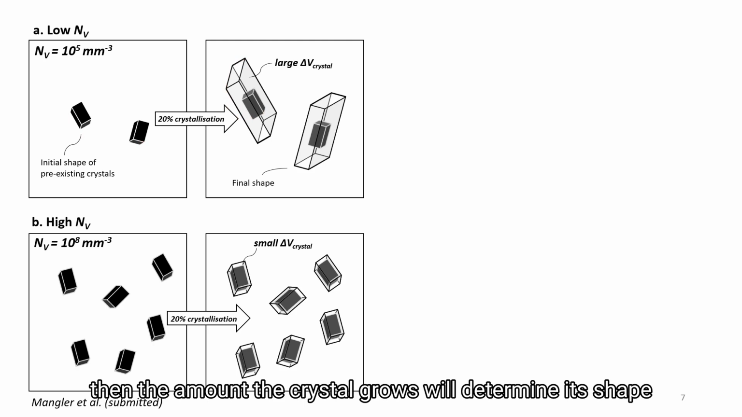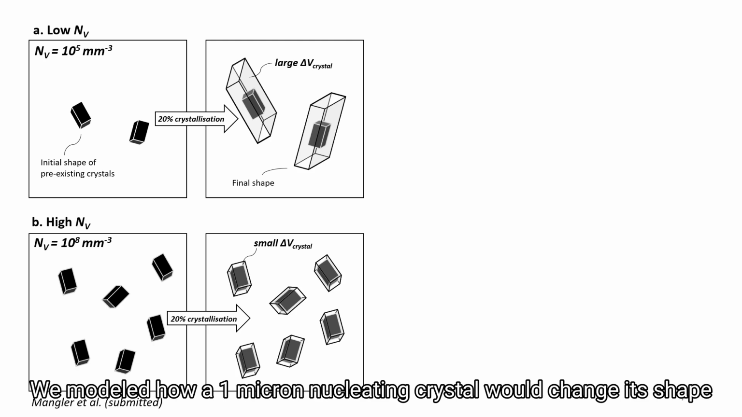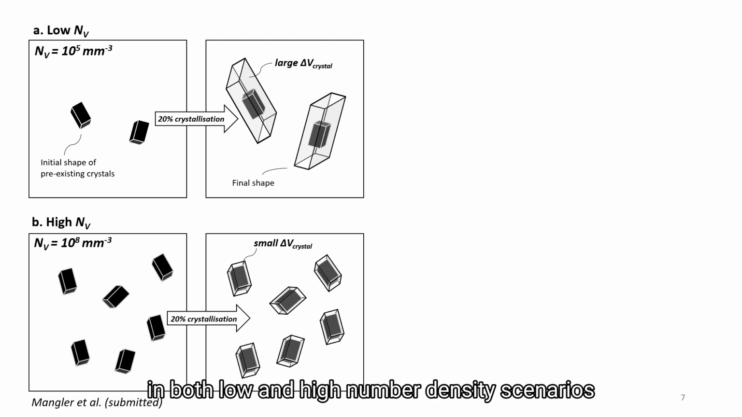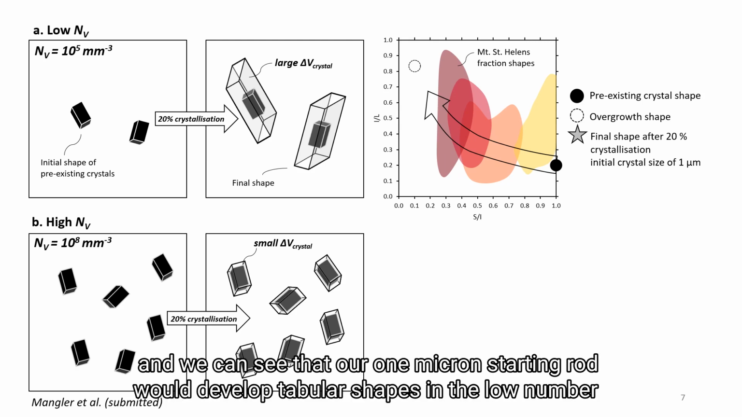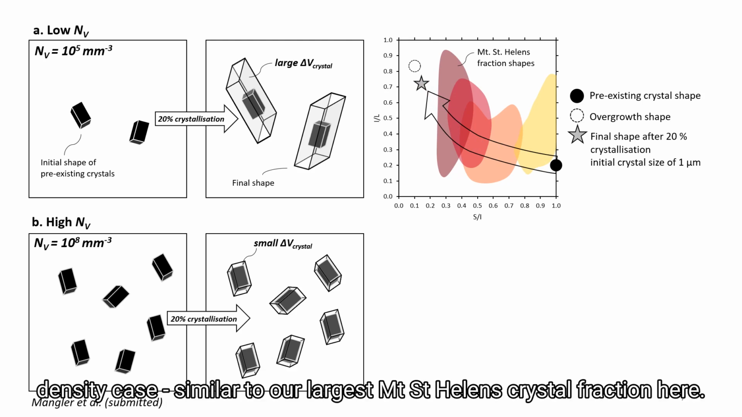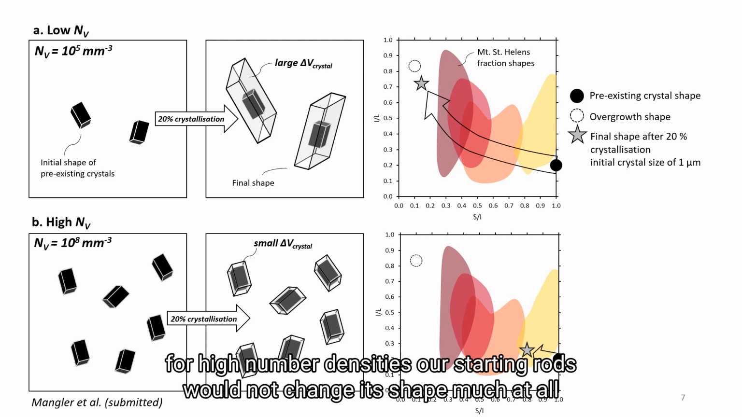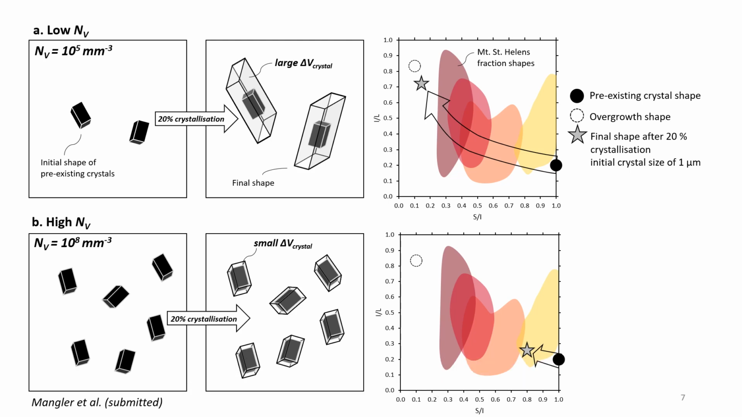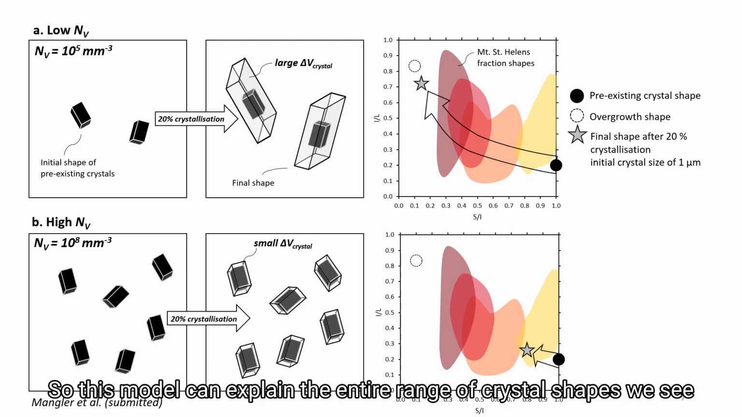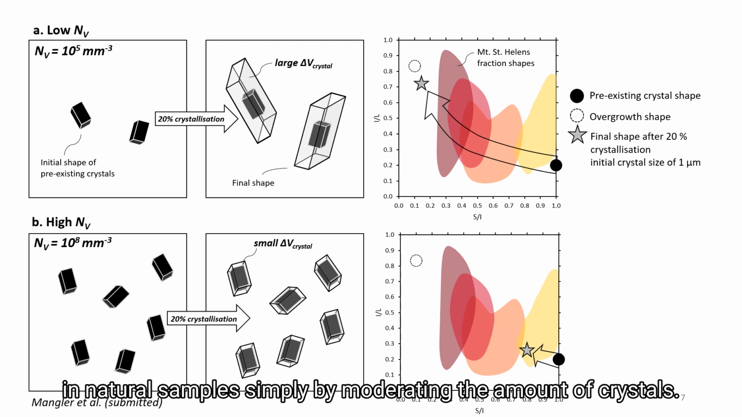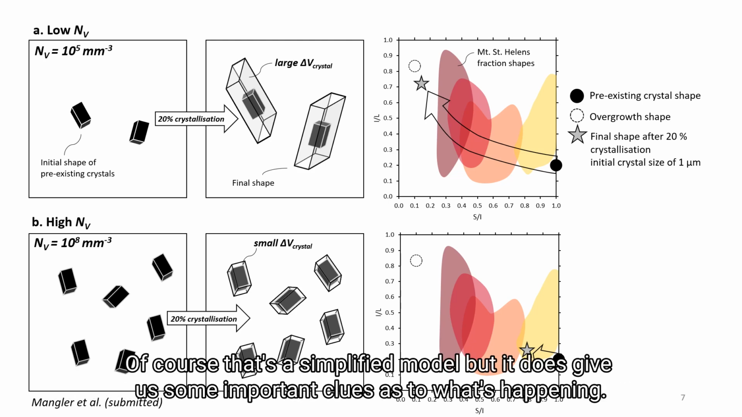will determine its shape. We modeled how a 1 micron nucleating crystal would change its shape in both low and high number density scenarios, and we can see that our 1 micron starting rod would develop tabular shapes in the low number density case, similar to our largest Mountain Talents crystal fraction here. On the other hand, for high number densities, our starting rod would not change its shape much at all, resembling the shapes of our natural crystals smaller than 10 microns. So this model can explain the entire range of crystal shapes we see in natural samples simply by moderating the amount of crystals. Of course, that's a simplified model, but it does give us some important clues as to what's happening.